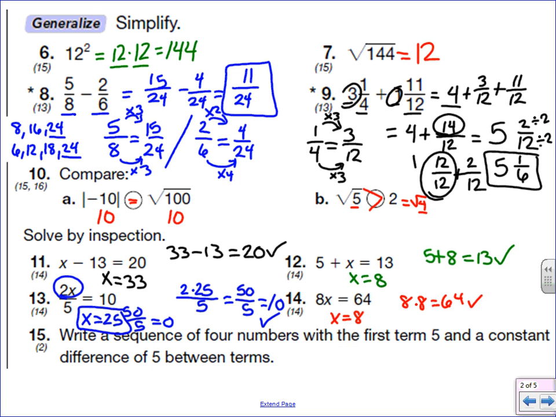Write a sequence of 4 numbers with the first term 5 and a constant difference of 5 between the terms. So the first number starts with 5, and then difference of 5 means I'm actually going to add 5 on. So 5 plus 5 is 10, plus 5 is 15, plus 5 is 20.